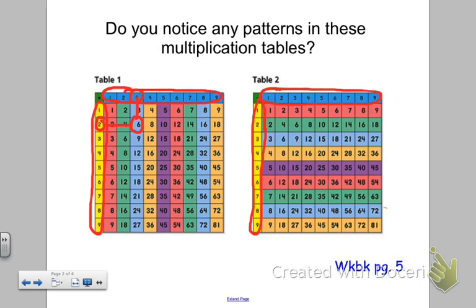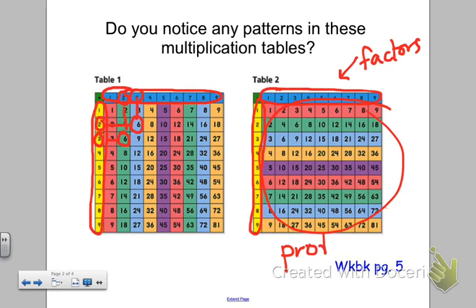You can also see that here. Here's 3, here's 2, and where do they meet? Right here at the 6. So the numbers on the outside are known as your factors. And of course, the numbers on the inside, those are all the different products, the answers for when you multiply with your factors.